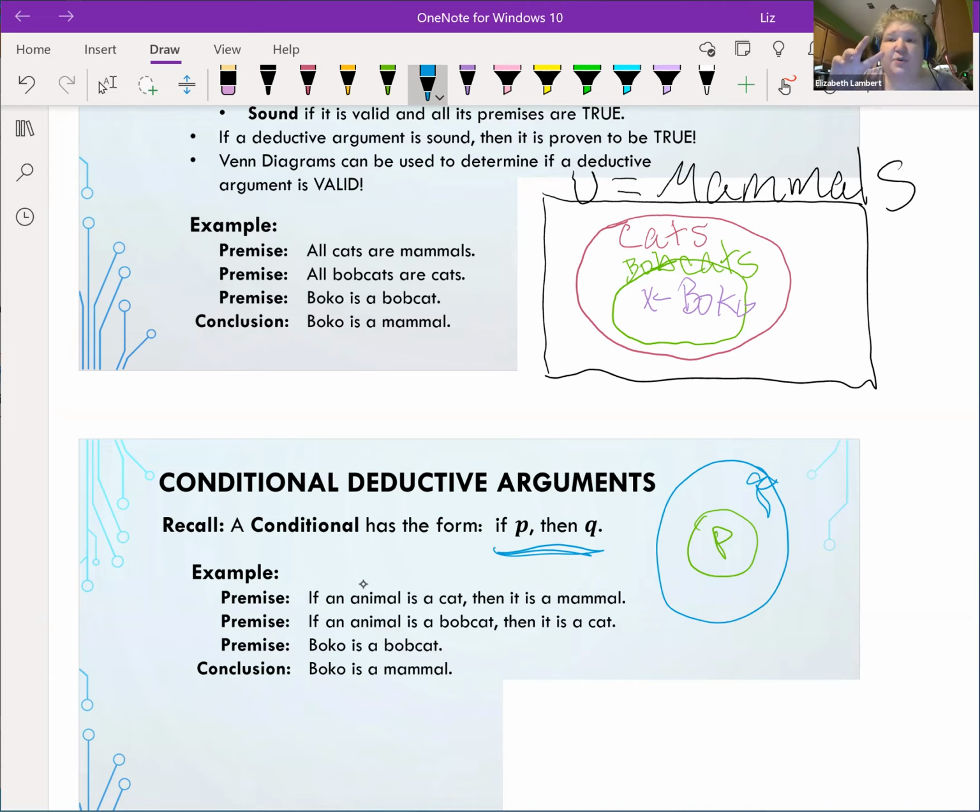But the catch is to remember which way you set it up. That's why I was saying if something is a P, then it is a Q. So all the things that are P's must be Q's. So the P's are the inside, the Q's are the outside. That part can feel a little weird.